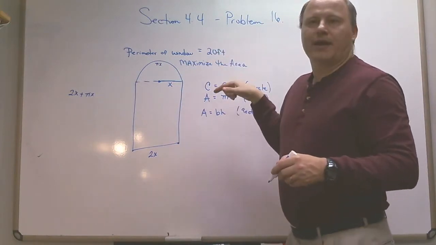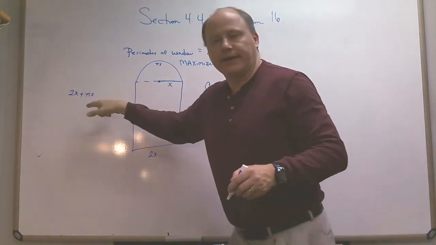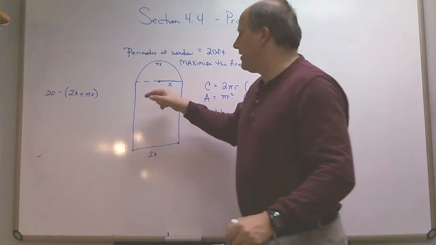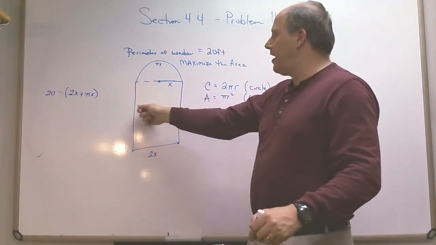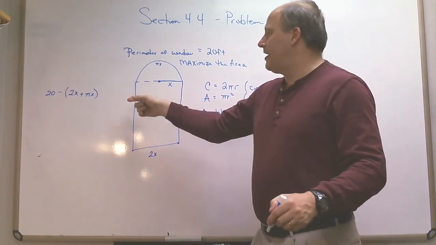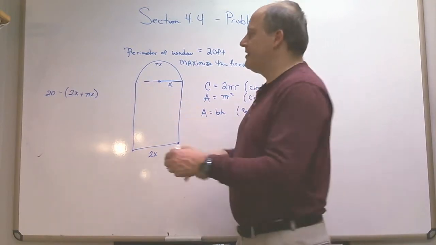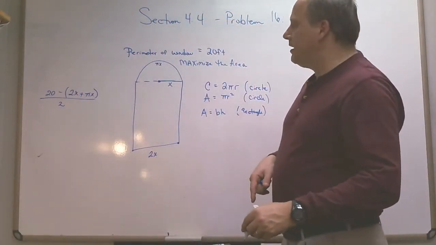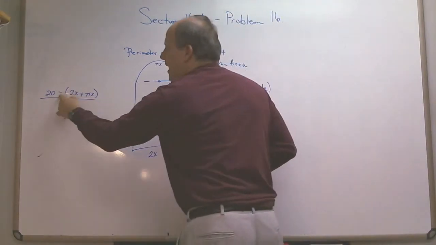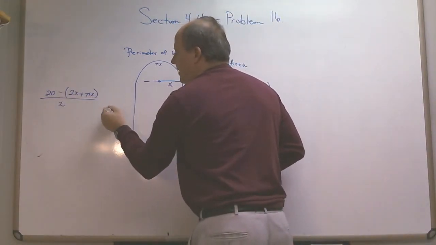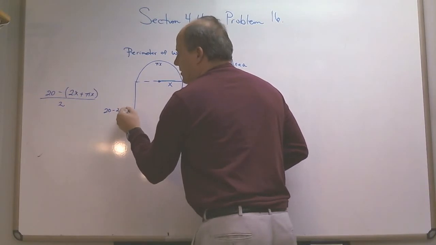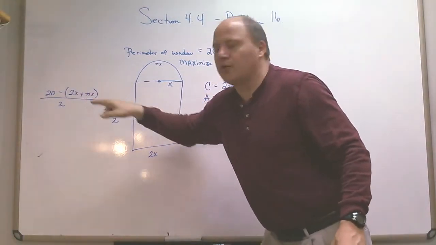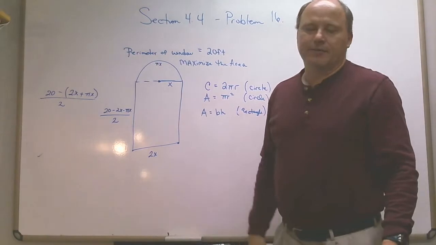Now remember, it's 20 all the way around, so this is just a part of the 20. I take that from 20, and that's what's left over for the height of the window. But that's got to be divided proportionally between these two sides, so I divide this by 2. So that becomes 20 minus 2x minus pi x, over 2. The minus has to go through the pi x. So that's the height of the window.